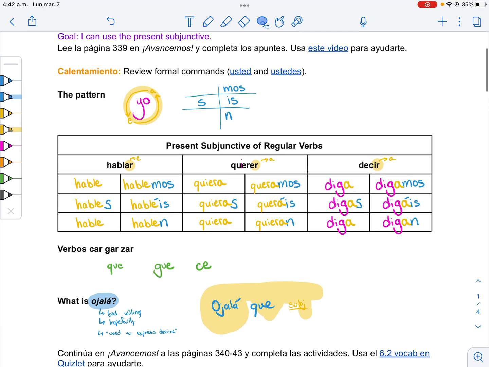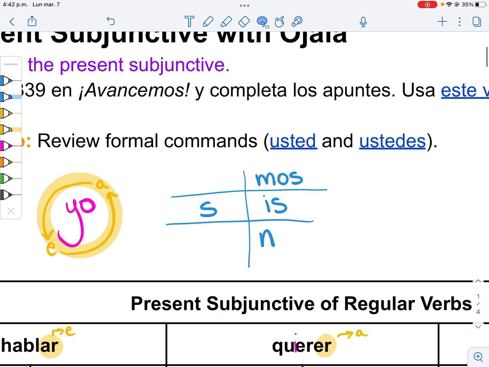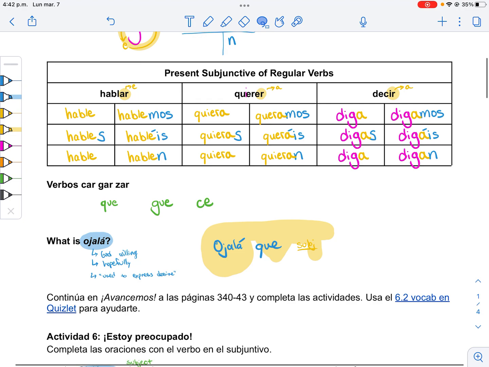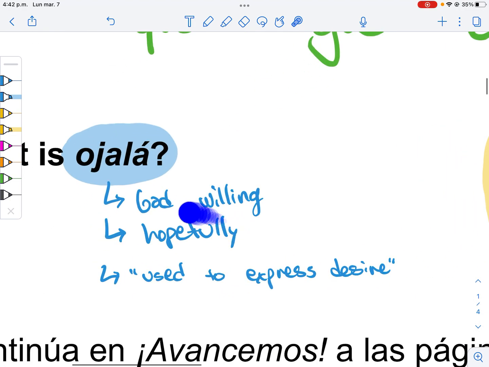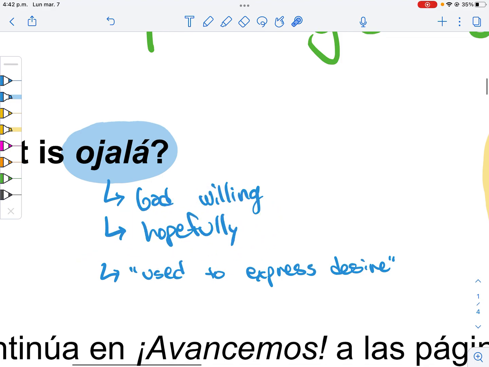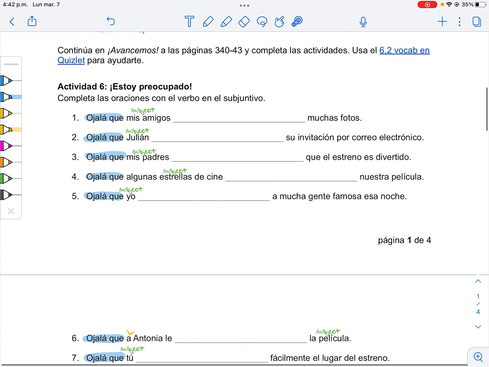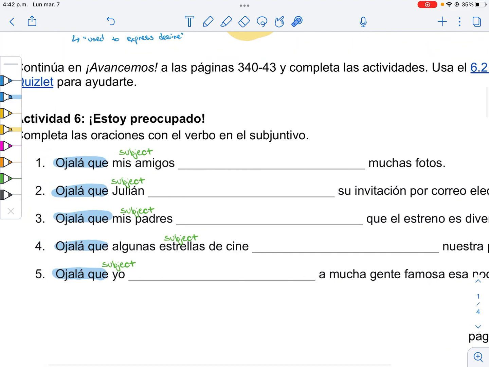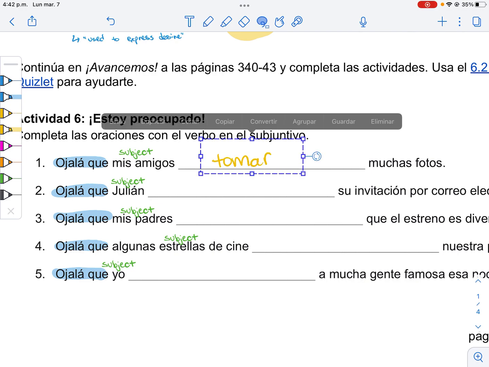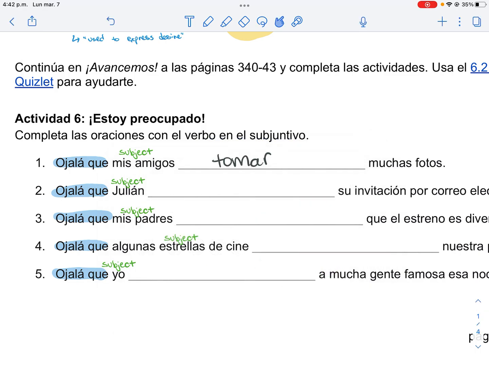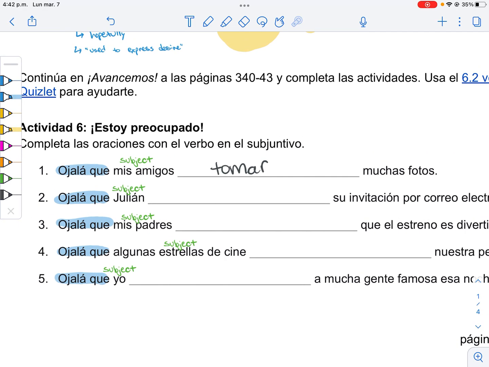So just like in commands, we are expressing a desire for someone to do something. With the subjunctive, we can express a desire for anybody to do something using your phrase, hopefully, ojalá, or God willing, or whatever. So number 1, for example, we have the verb tomar. Tomar means to take. In this case, tomar muchas fotos, taking a lot of photos. So we have ojalá, hopefully, my friends take a bunch of photos.